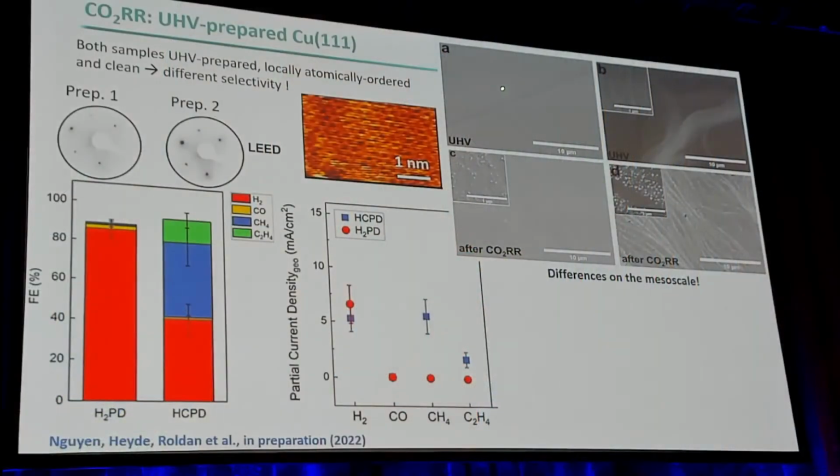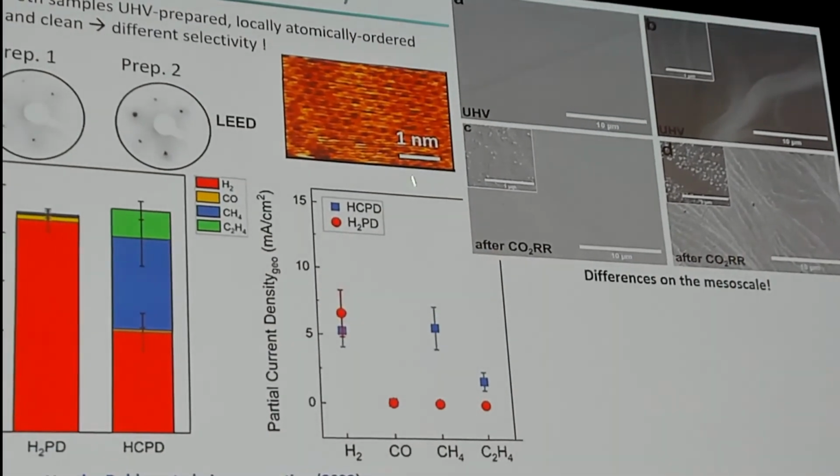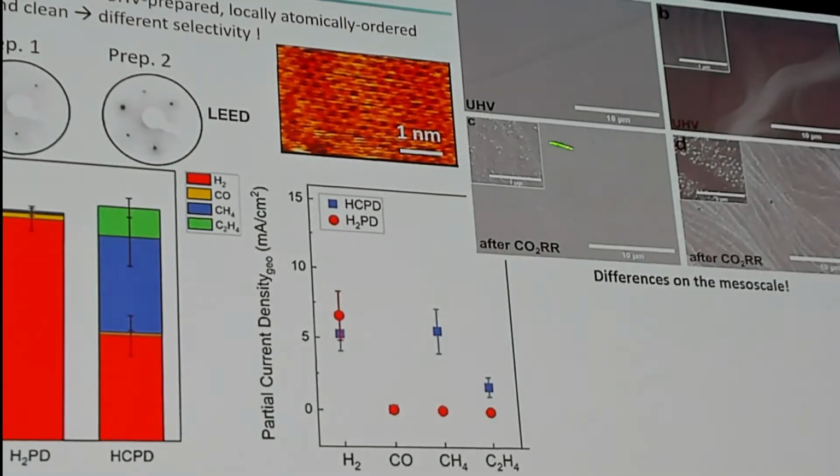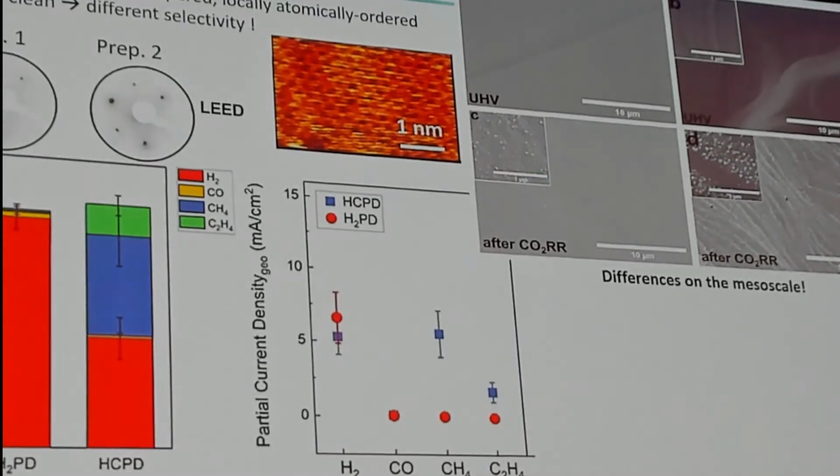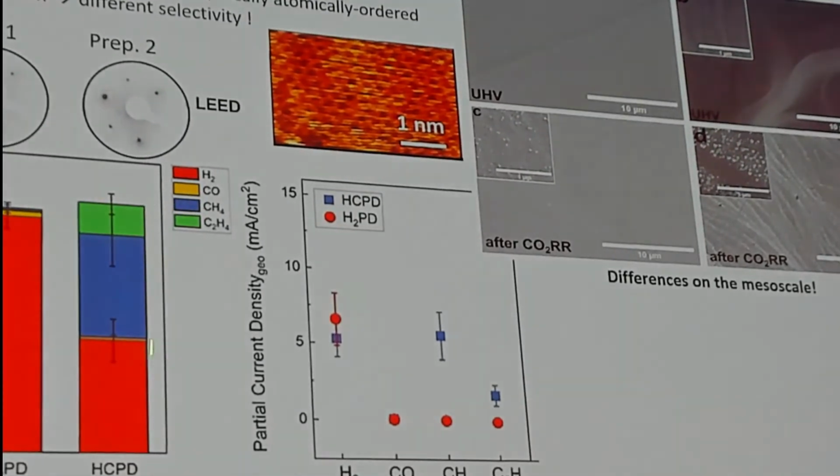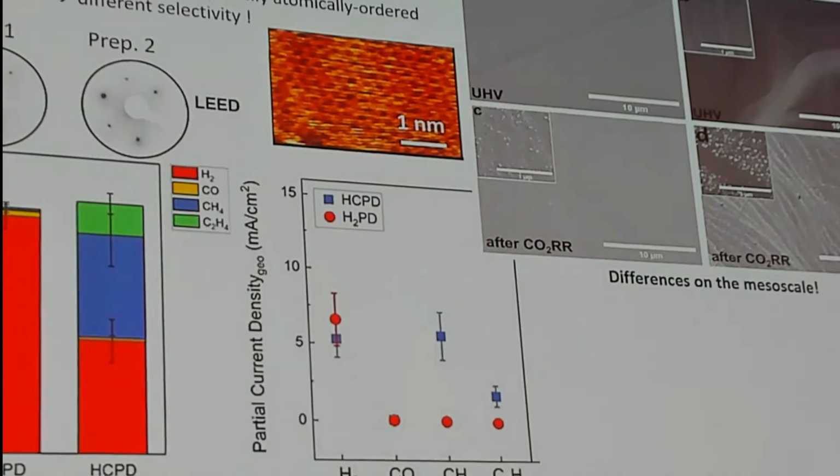The only difference is that this surface looks like this in the mesoscale, so you have very large flat terraces, and you have these steps here, straight. This is before reaction, this is after reaction, it's still flat. And this is the surface that makes the hydrocarbons. This is what we call a wavy surface.